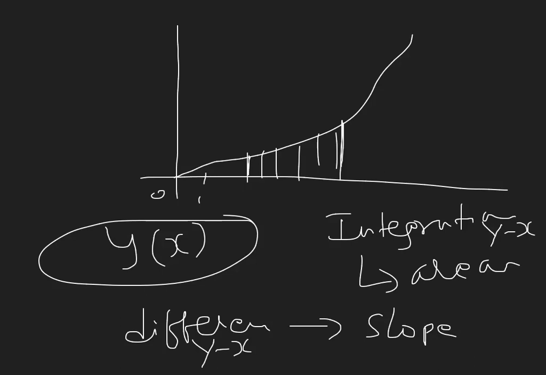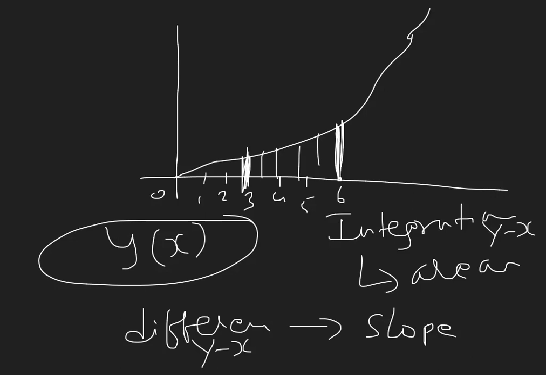Suppose 0, 1, 2, it starts from here, 3, 4, 5, and suppose this is 6. So the limits can be taken as 0 to 6. This is definite integration, because we are taking limits. If there are no limits, and we don't know where to start and where to end, then it is called indefinite integration.